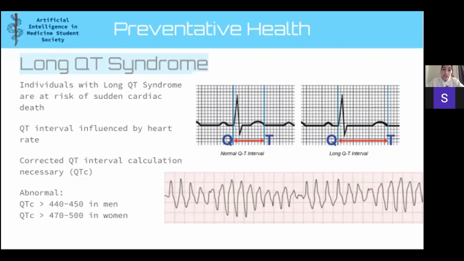So this can potentially manifest as a long QT interval on the ECG. So here's an ECG. This is the start of the Q wave, and then the T is measured at the end of the T wave. And this is called the QT interval.